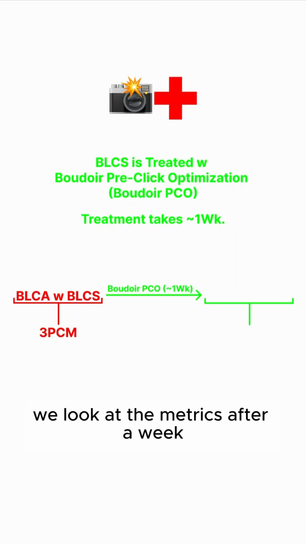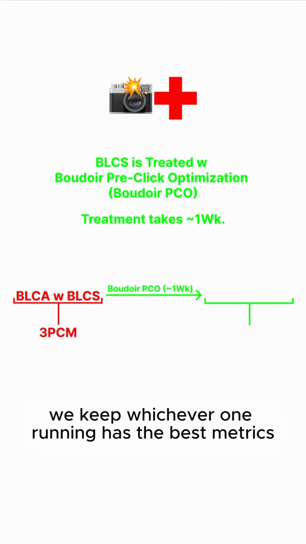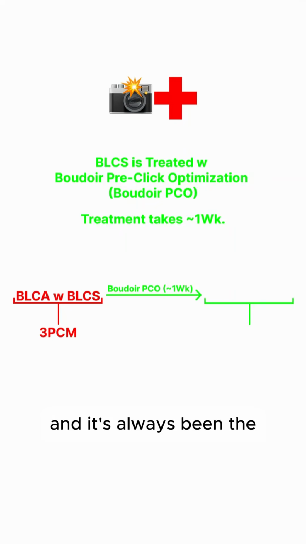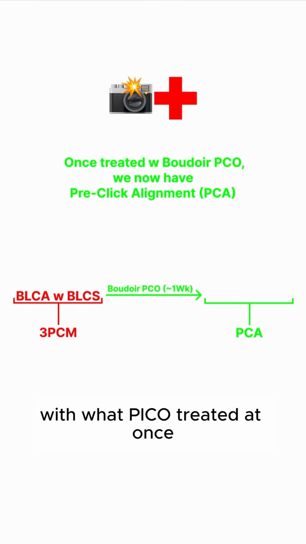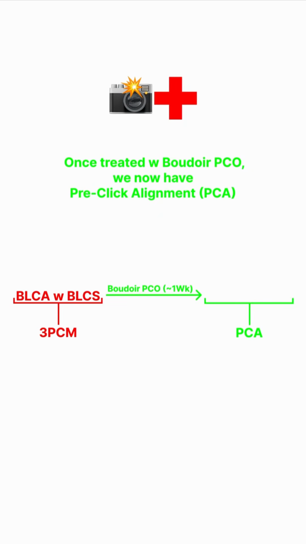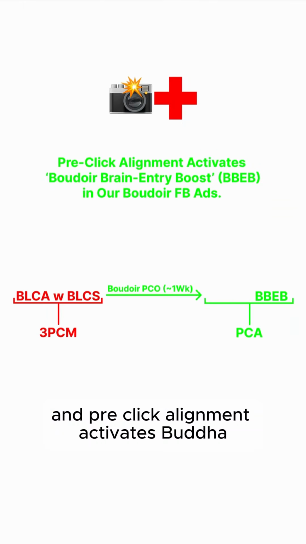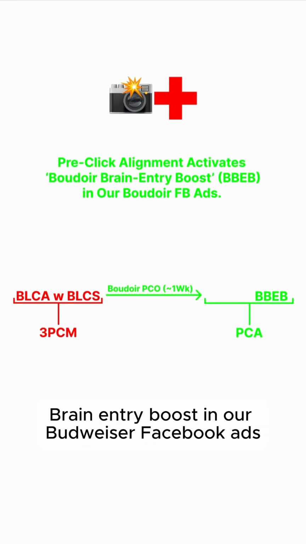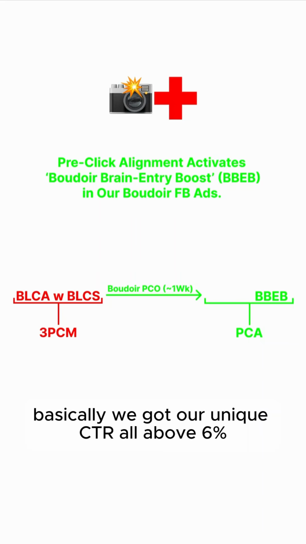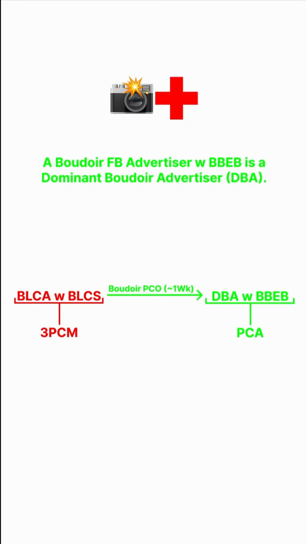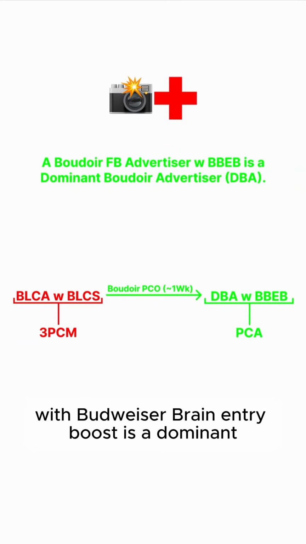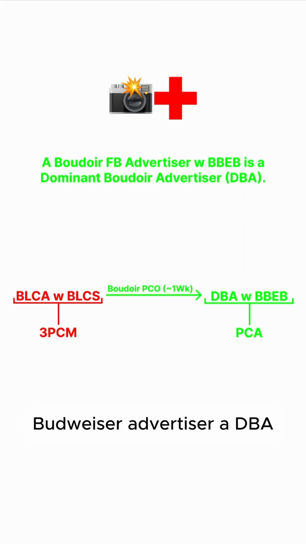We look at the metrics. After a week, we keep whichever one is running with the best metrics, and it's always been the Boudoir Pico treated ad. Once treated with Boudoir Pico, we now have pre-click alignment. So we get rid of the 3 pre-click mistakes. We achieve pre-click alignment, and pre-click alignment activates Boudoir brain entry boost in our Boudoir Facebook ads. Basically, we've got our unique CTR all above 6%. And a Boudoir Facebook advertiser with Boudoir brain entry boost is a dominant Boudoir advertiser, a DBA. So it's our full universe here.